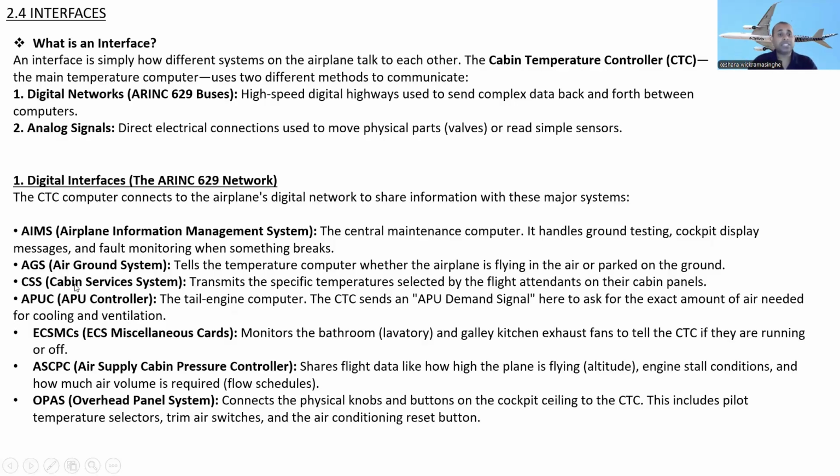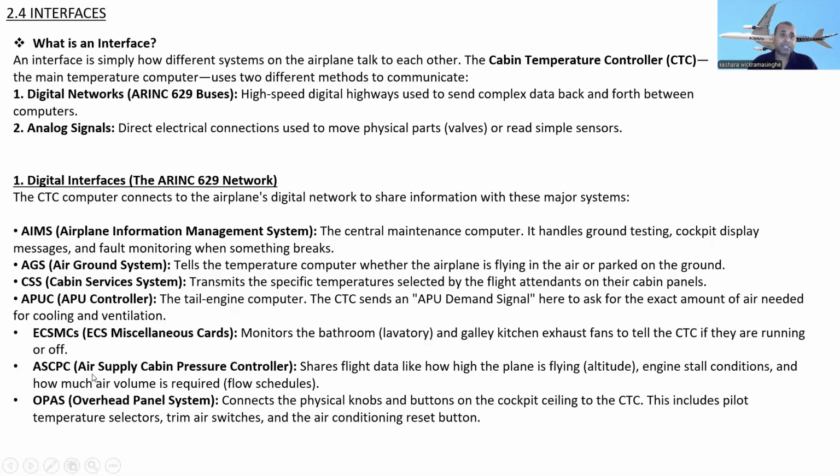The next one, CSS, cabin service system, transmits the specific temperature selected by the flight attendants on their cabin panel. And the APUC, APU controller, the tail engine computer: the cabin temperature controller sends APU demand signals here to ask for the exact amount of air needed for cooling and ventilation. And the ECS MCS, ECS miscellaneous cards, monitor the lavatory and galley kitchen exhaust fans to tell the cabin temperature controller if they are running or off.